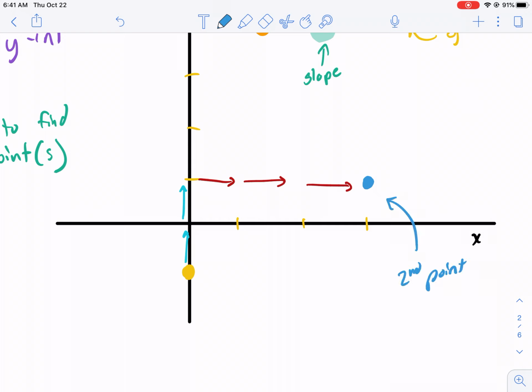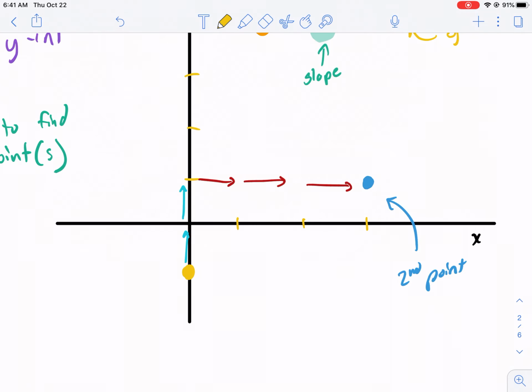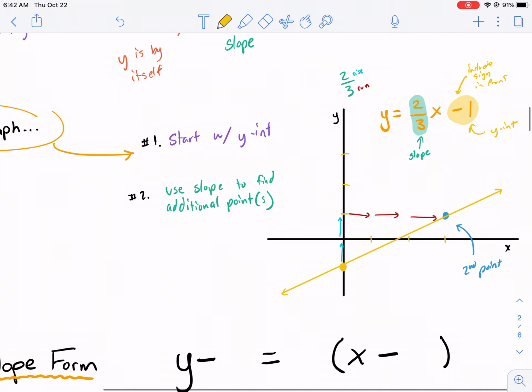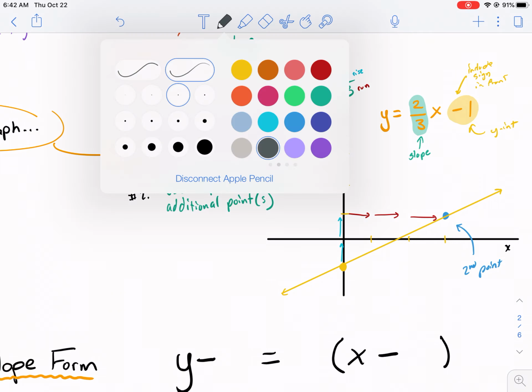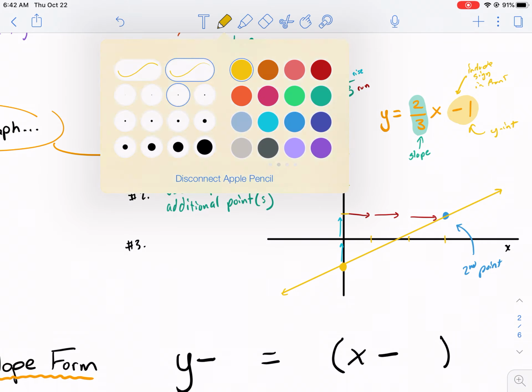And you only need 2 points. Again, if you were to do this multiple times, it gives you a better indication of where it goes. But we're going to do our best. Now we connect the dots. Okay, so that's kind of like a third step. I guess we should write it in. Step 3. What is it? Connect dots.